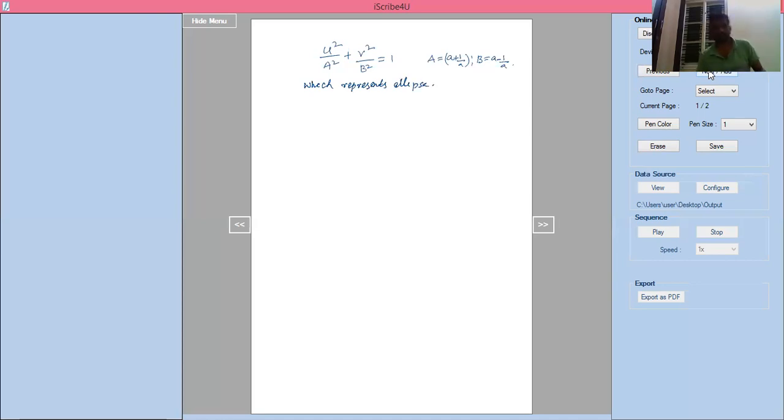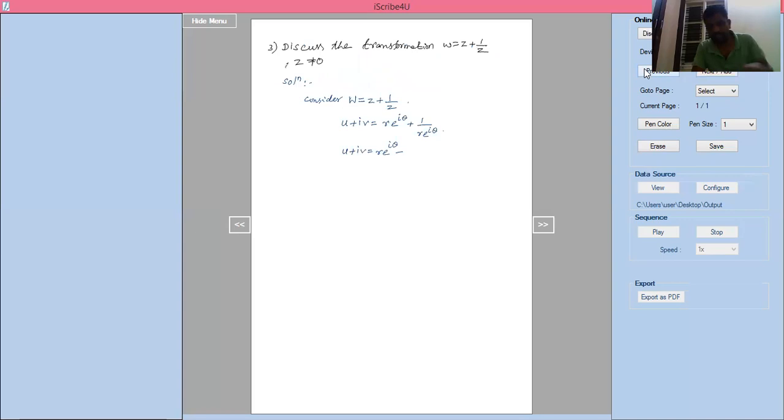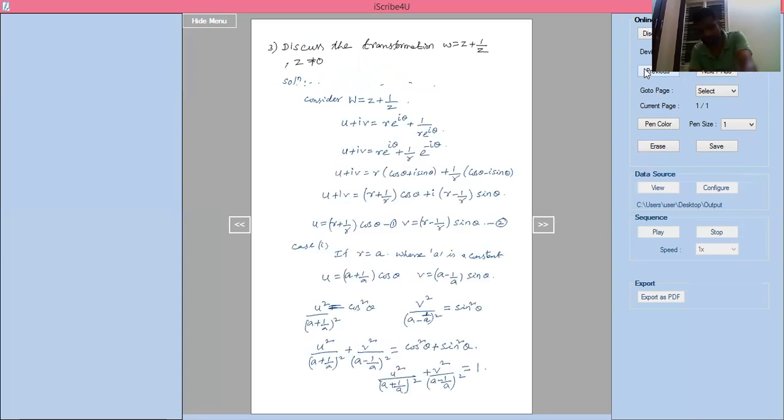Which represents an ellipse. Now, if r equal to a, r is nothing but a constant. That is, r equal to a, or modulus of z equal to a. What is modulus of z equal to a? x square plus y square equal to a square. That is what we call modulus of z equal to a. It represents a circle in the z plane.